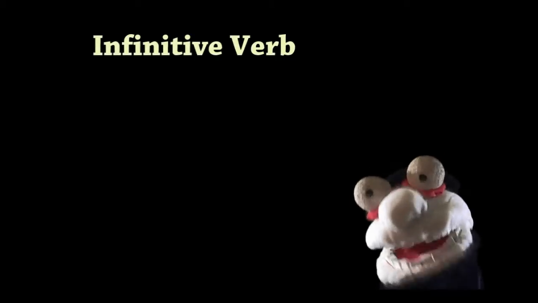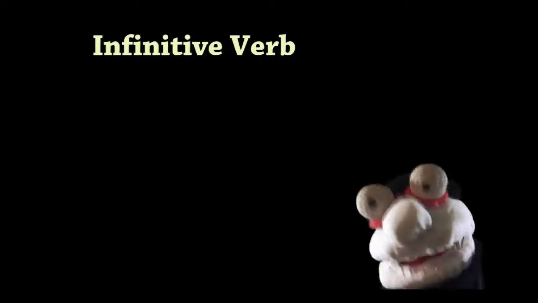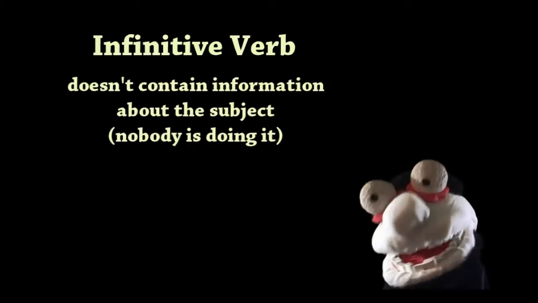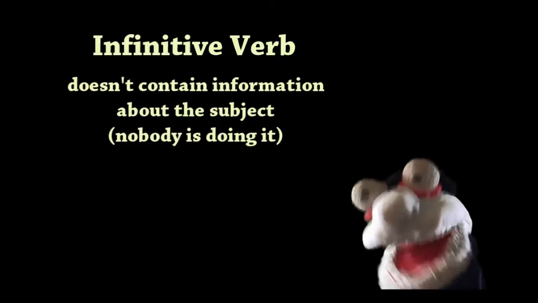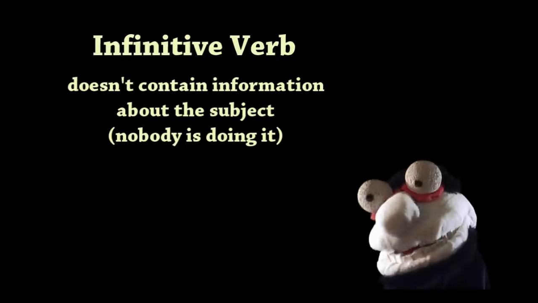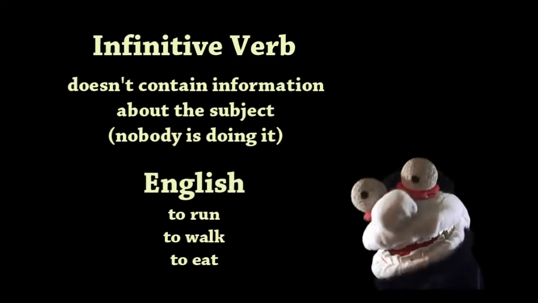Next, we should talk about infinitive and conjugated. The most basic form of a verb is the infinitive form. This is the form you would look up in a dictionary. It doesn't have any information about the subject with it. An English example would be a word like to run. Infinitive verbs in English always have the word to right before them, as in to run, to walk, to eat, to laugh, and many more.